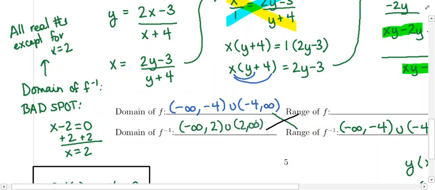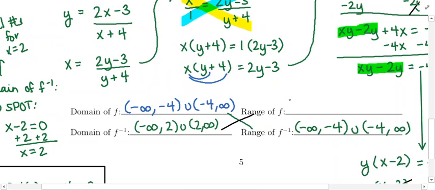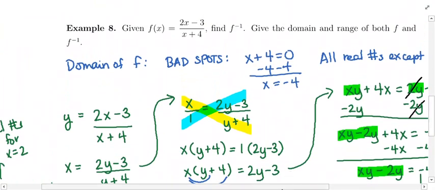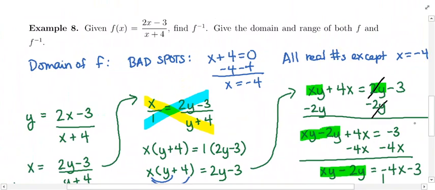And so we know without graphing that the range of f, let me put it in blue, is going to be all real numbers except for 2. Okay, done. We have our inverse function. We've got the domain and range of both f and f inverse.